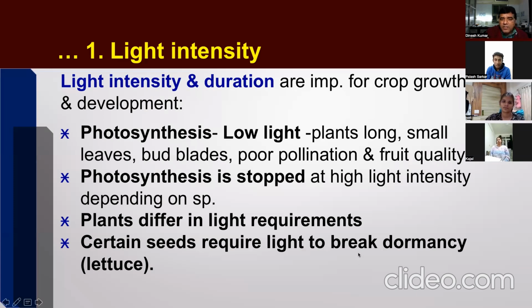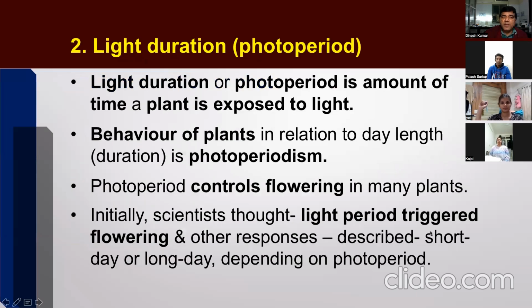And certain seeds also require light to break dormancy. Normally, water or moisture, oxygen, and temperature, these three things are needed for germination. But in case of lettuce, to break dormancy and for germination, you need light. There may be a few more exceptions where light is required to break dormancy and receive germination.